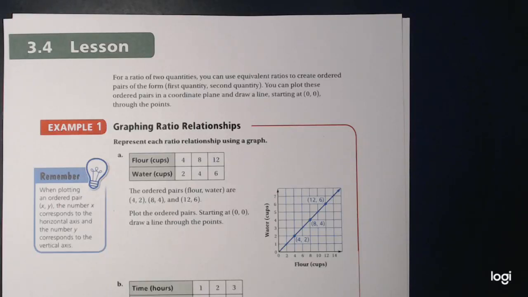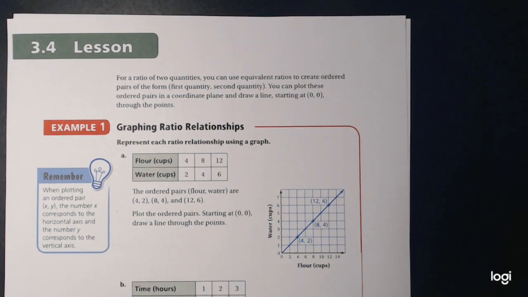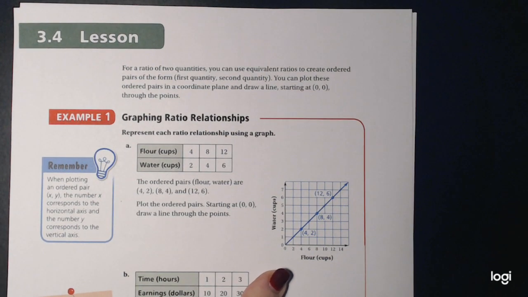You will notice that our lesson for today is lesson 3.4, and it is on graphing ratio tables. This is actually a page from your book. You can always go look at it later, but I wanted to kind of go over it with you first before we started making some examples.